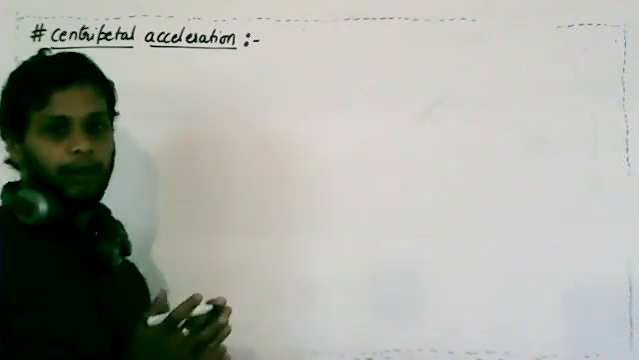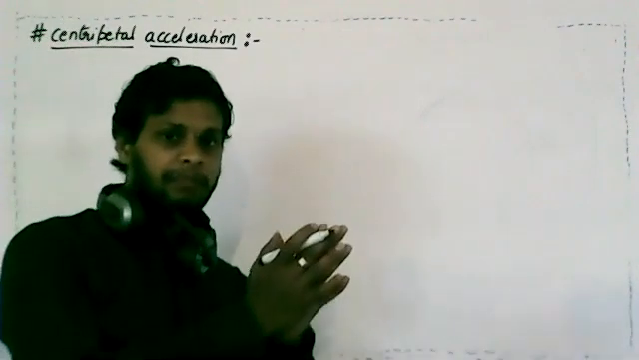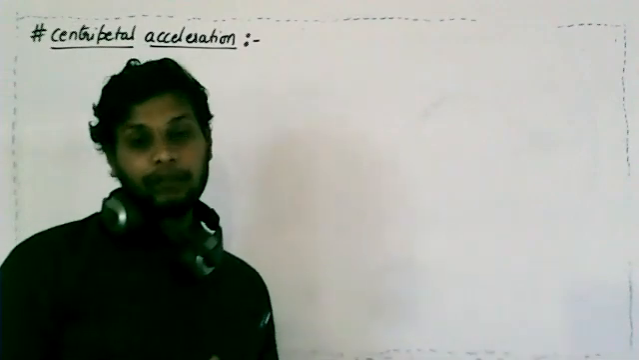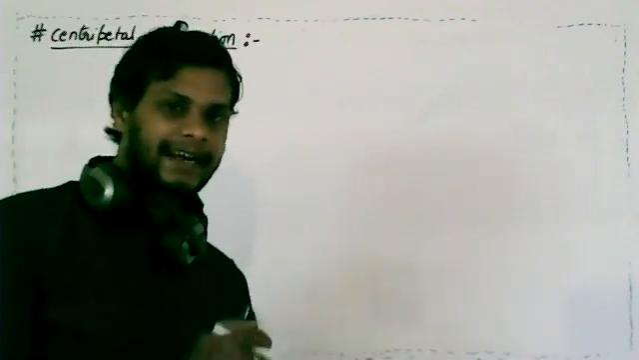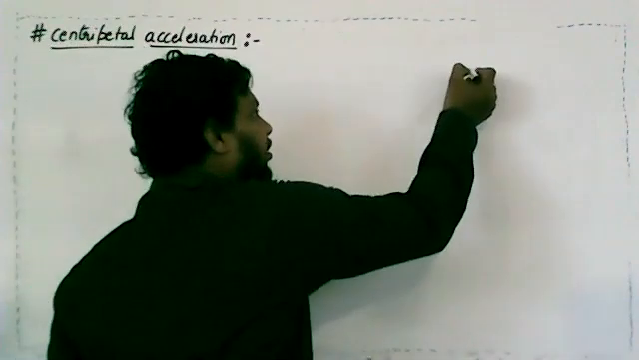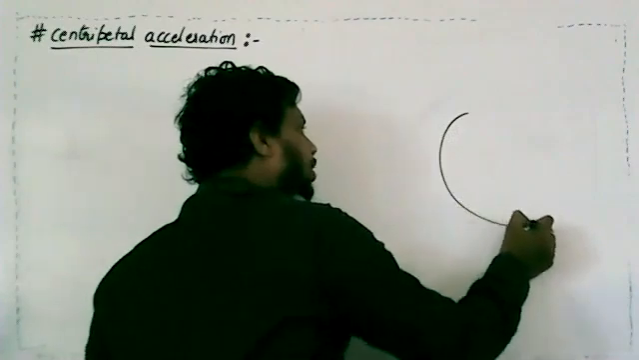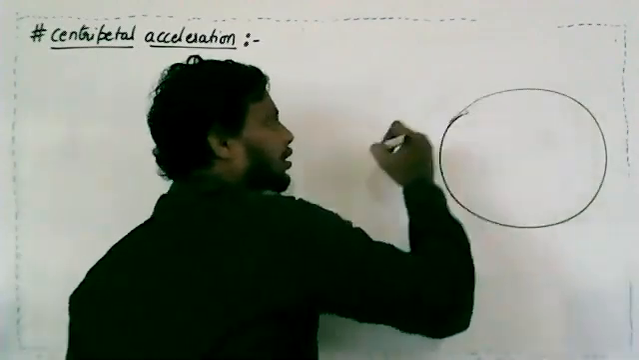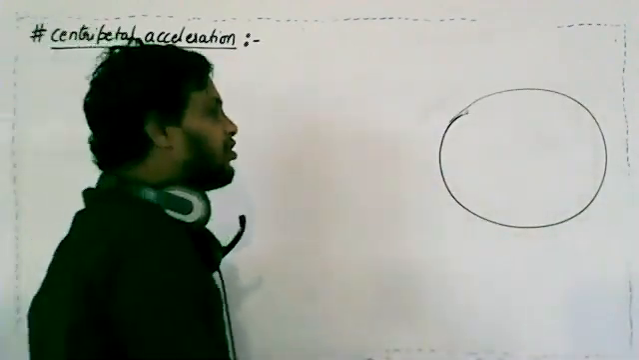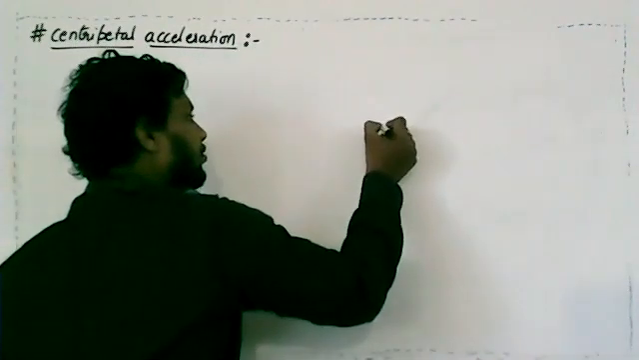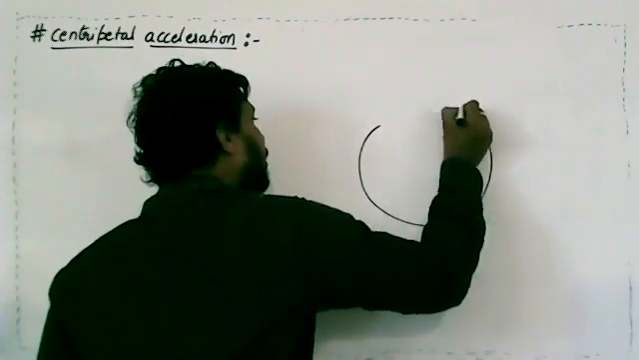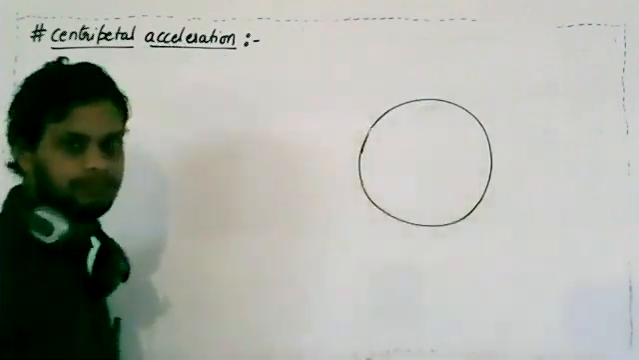So when a body is moving in uniform circular motion, then centripetal force, or centripetal acceleration, acts on it. For example, let us consider a body which is moving in a uniform circular motion like this.